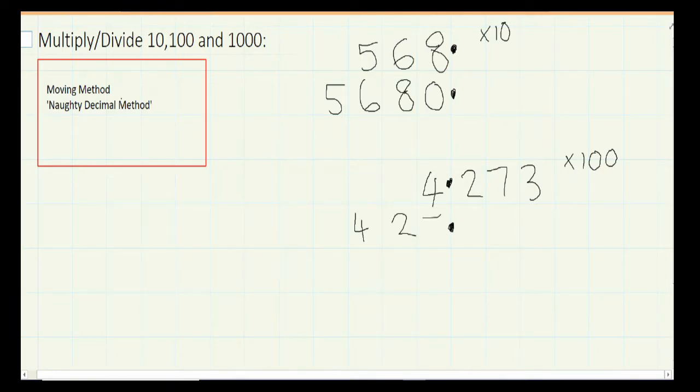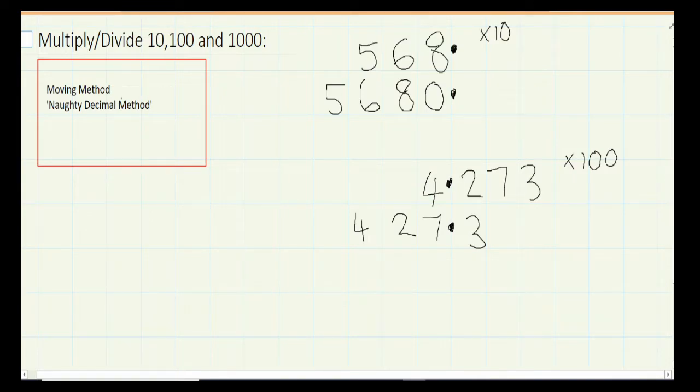The 7 goes 1, 2 places bigger. And the 3 goes 2 places bigger. It still is 4273. The order doesn't change. Everything's just moved 2 places bigger. So 4 times 100 would be 400. 4.273 times 100 is 427.3.